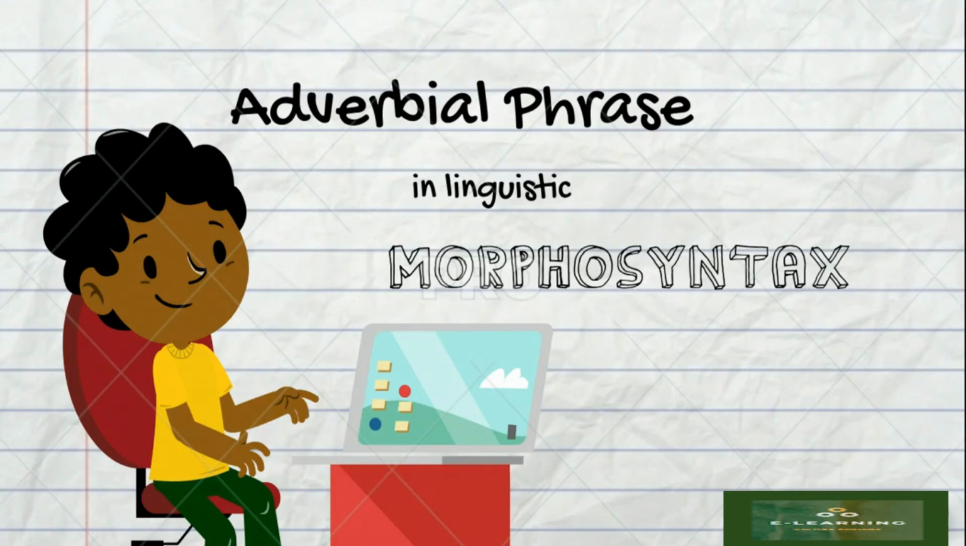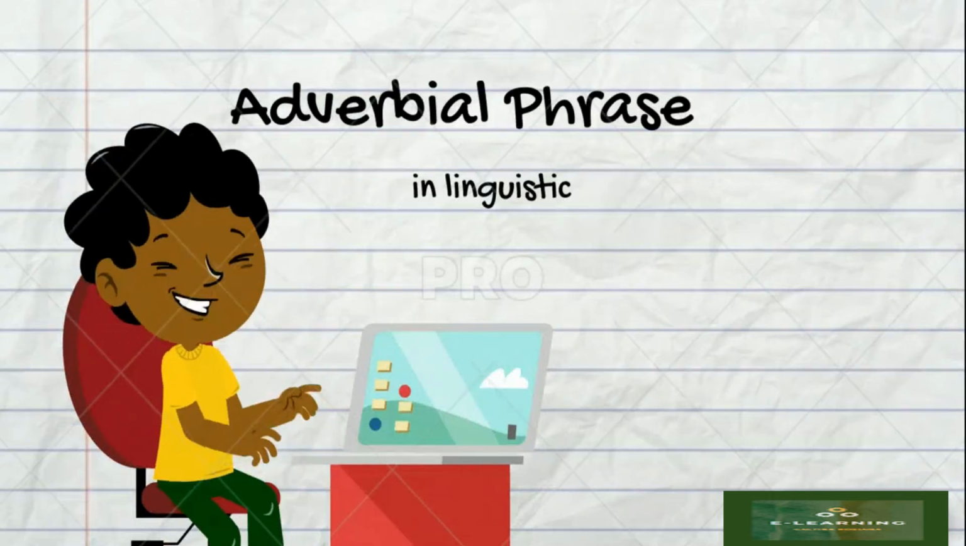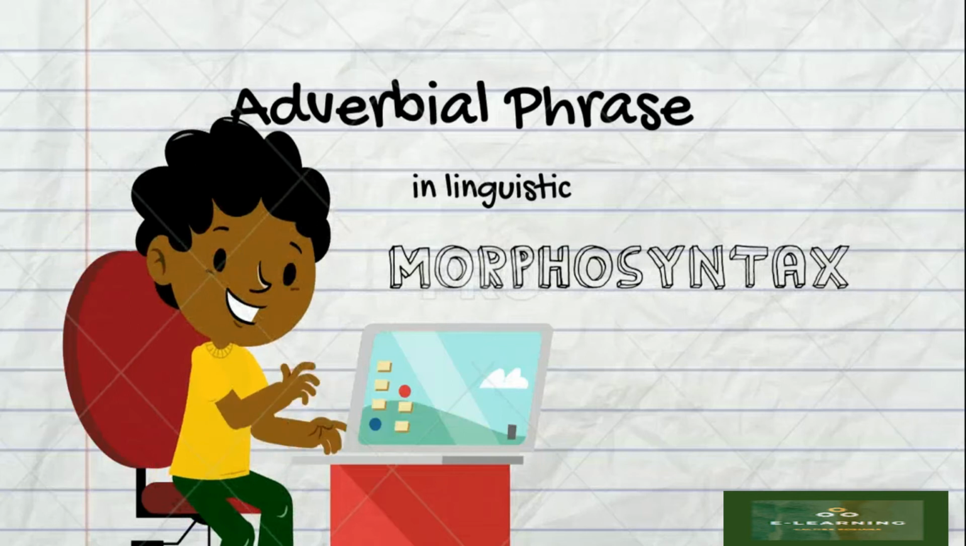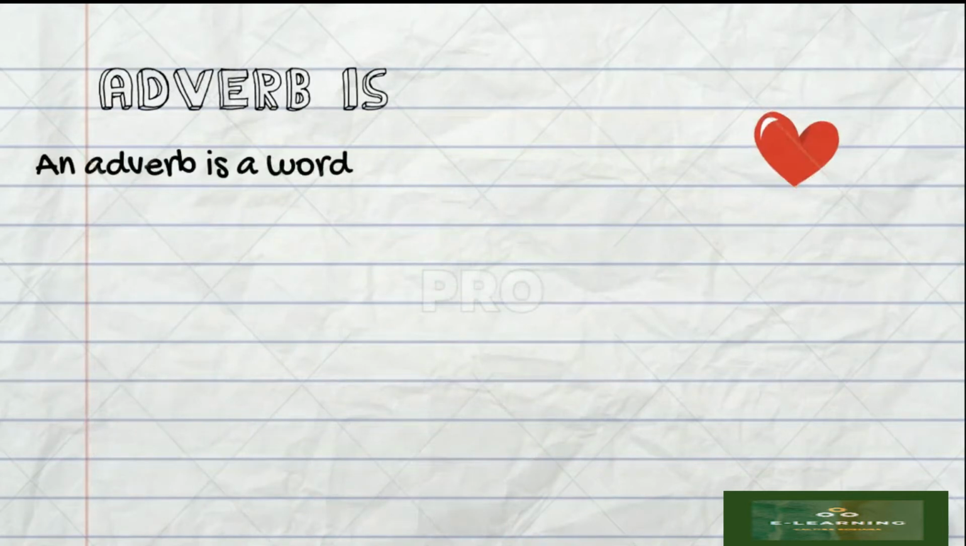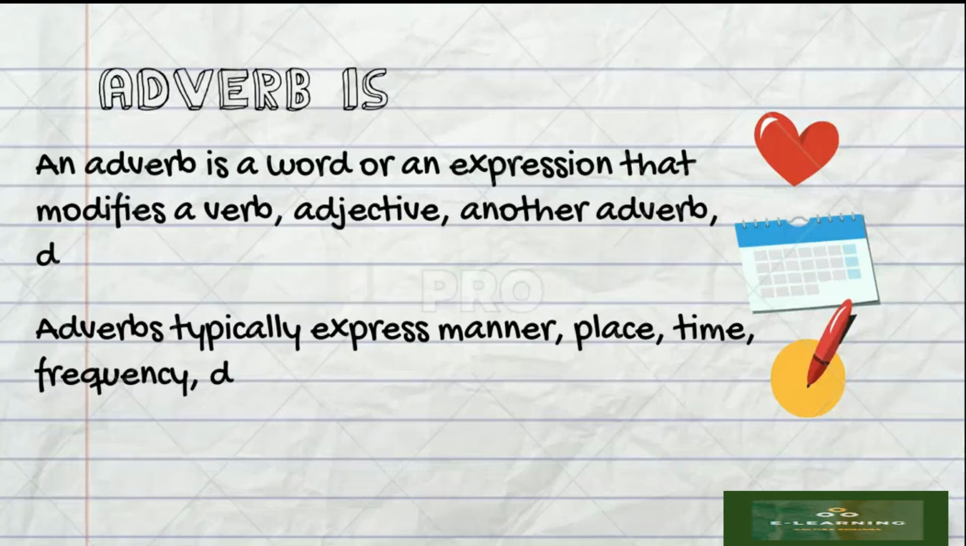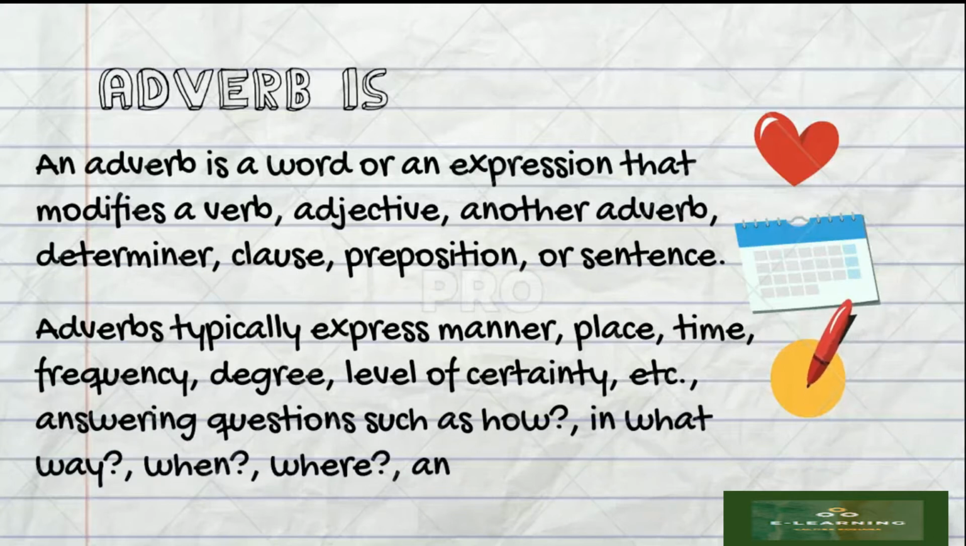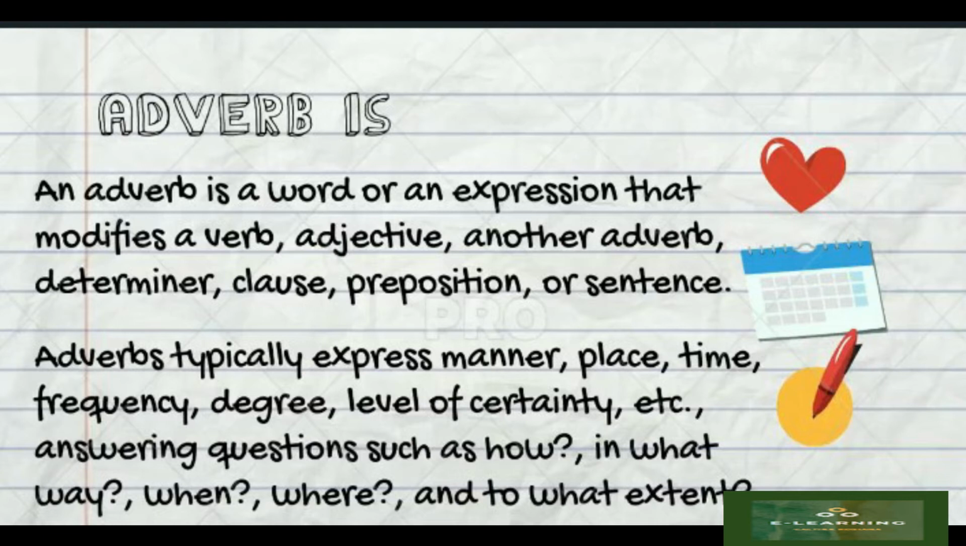Today we are going to talk about adverbial phrases. Before we talk about adverbial phrases, we should know what an adverb itself is. An adverb is a word or an expression that modifies a verb, adjective, another adverb, determiner, clause, preposition, or sentence. There are so many kinds of adverbs. The first is the adverb that expresses manner, place, time, frequency, degree, level of certainty, etc. Then, adverbs also answer questions such as how, in what, when, why, where, and to what extent.